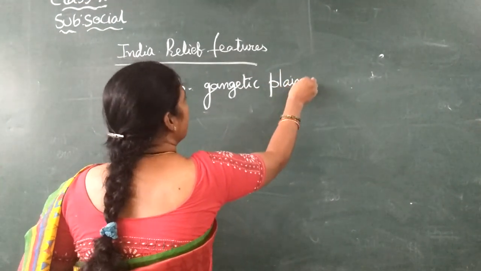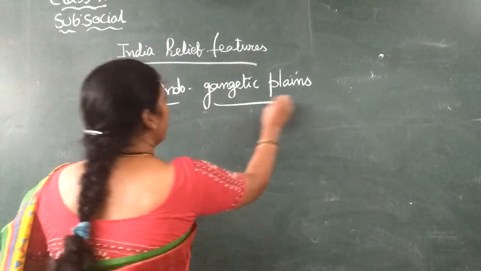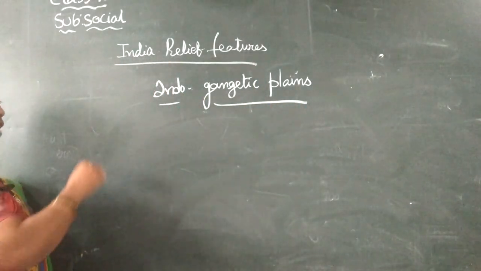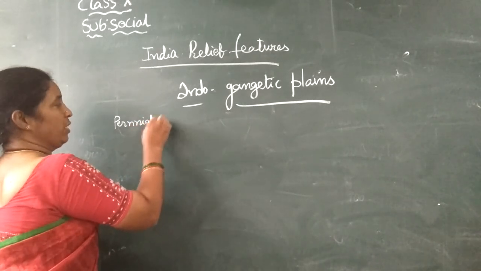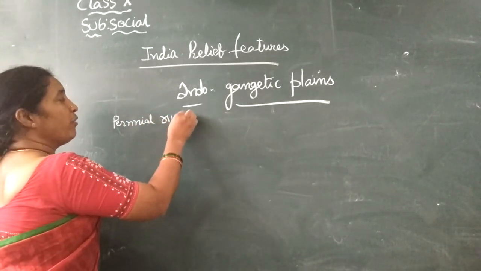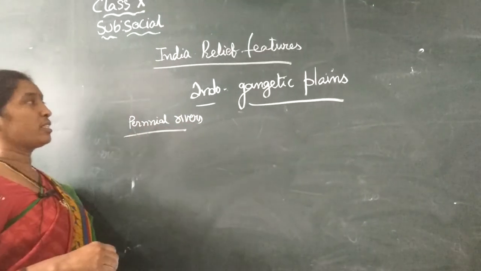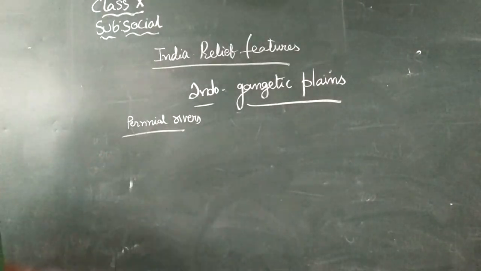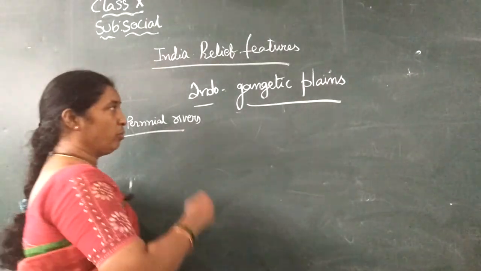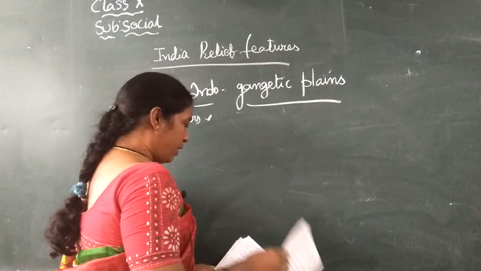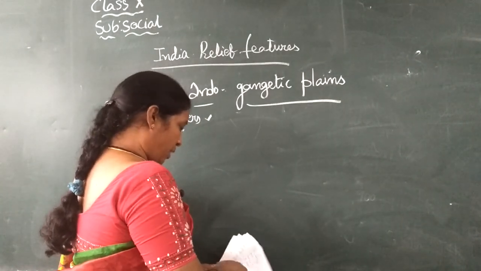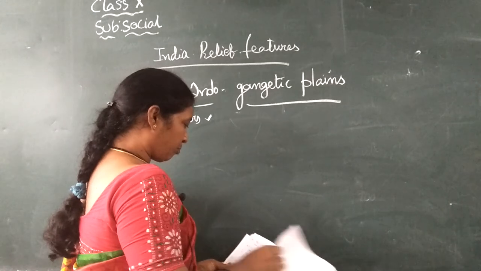Actually, before knowing this you have to know about the perennial rivers. What is meant by perennial rivers? These are lifelong, that means total 365 days water will be available in these rivers. So how are perennial rivers forming?